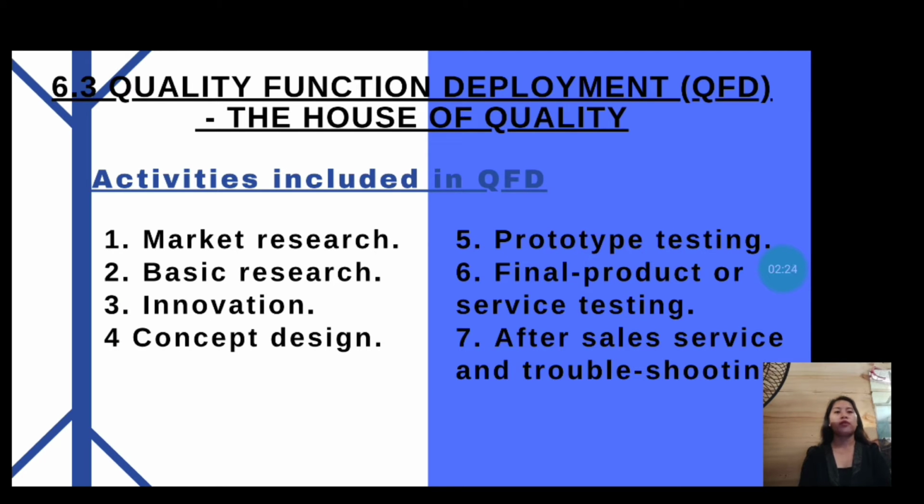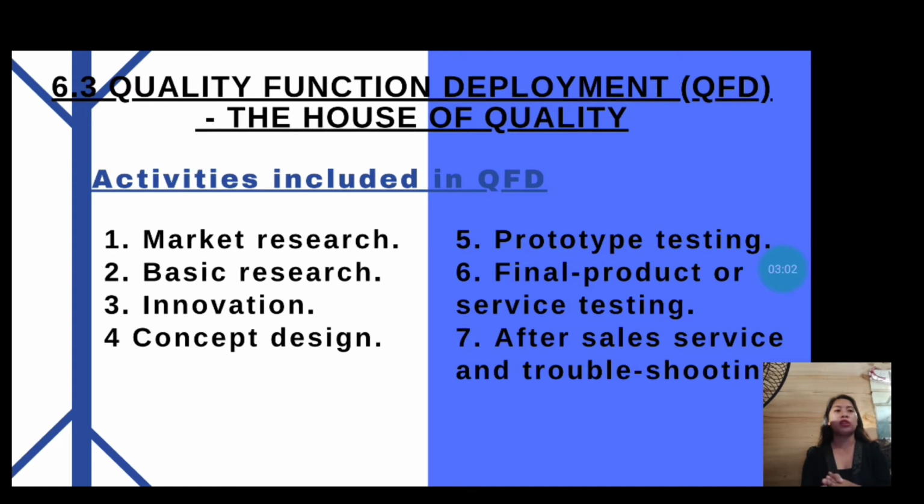So, first, market research. So, of course, this is where you study the demands of the market, the current trends, and even their wants. Next is basic research. So this one is, I think, sa mismong product or service nga plano nimo i-offer sa ila. Syempre, kailangan jud ang basic research to generate ideas for new product.